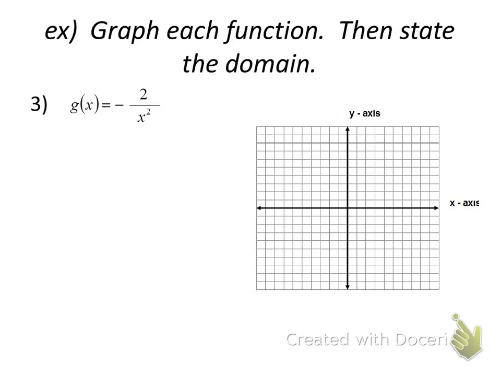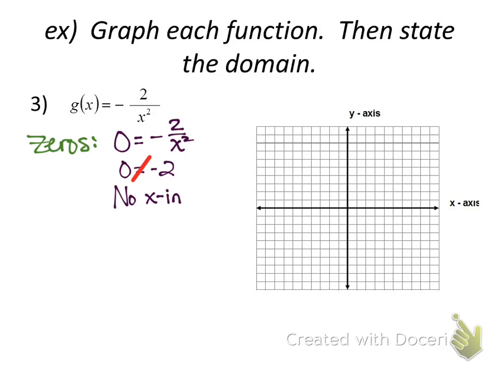This one looks simple. We don't know if it is. We got to start: find the zeros, find the vertical asymptote, find the horizontal asymptote. If you multiply both sides by x squared, you get 0 equals -2. Bad thing is, 0 should never equal -2. This is an example of no x-intercept.